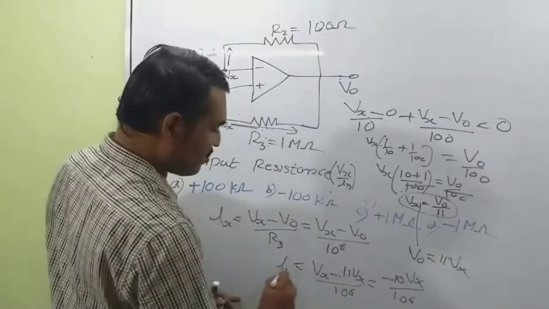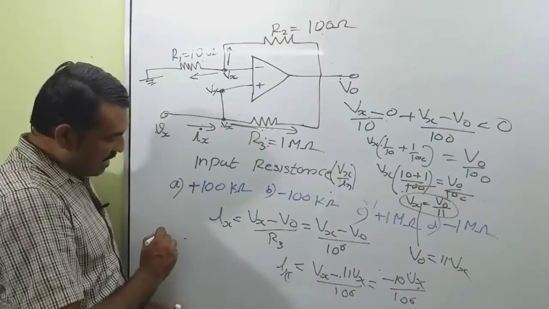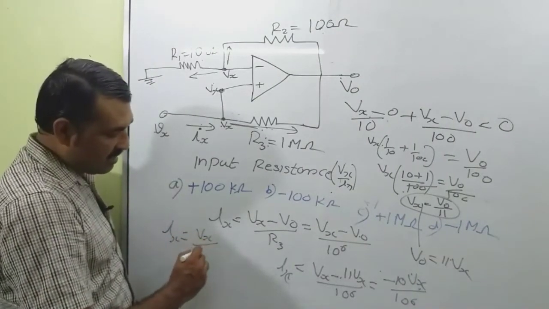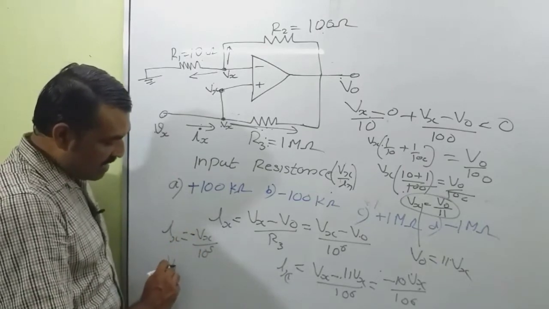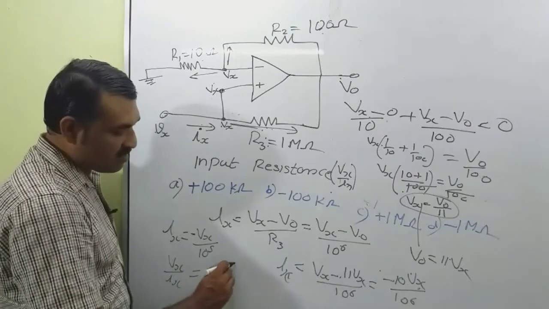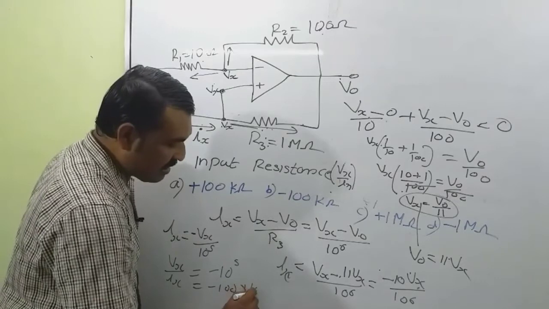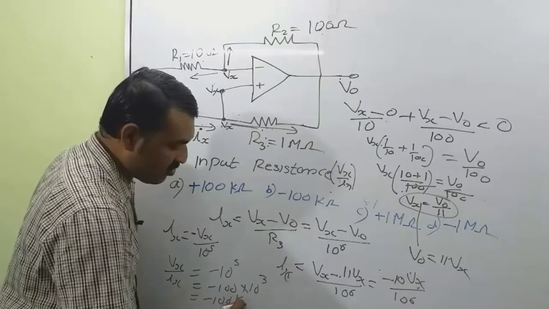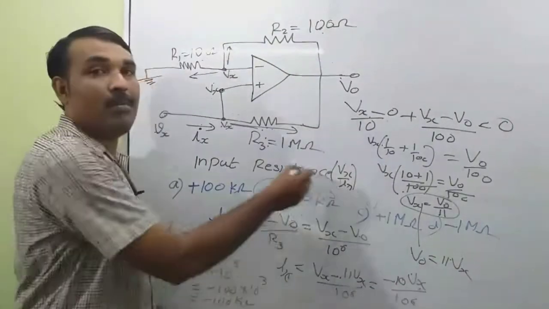So this is Ix. So from this expression, we get Ix is equal to minus Vx divided by 10 raised to 5, or Vx by Ix is equal to minus 10 raised to 5, that is equal to minus 100 into 10 raised to 3, that is equal to minus 100 kilo ohm. That is the input resistance. So the answer is B.